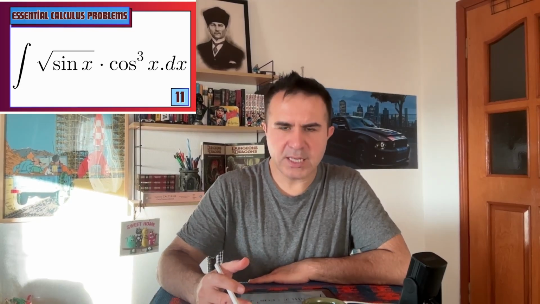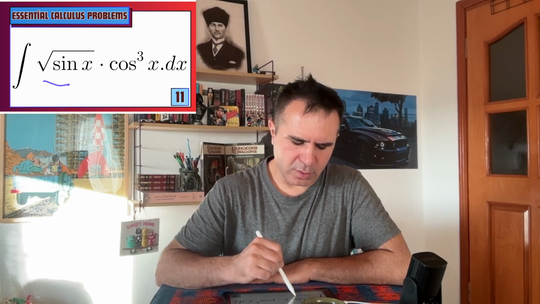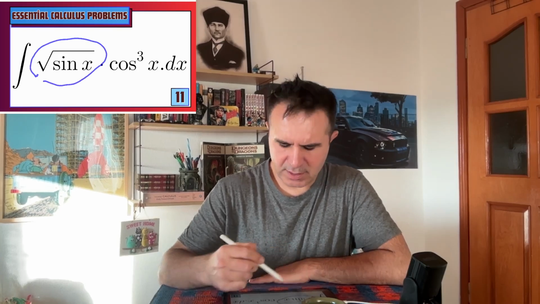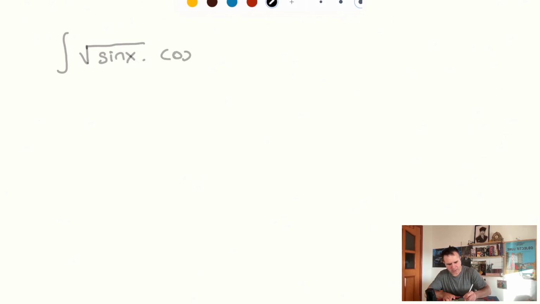Hello everyone. In this lecture of the Essential Calculus Problem series, I will solve this integral: the integral of square root of sine x multiplied by cosine cube x dx. Let me write the integral again here: square root of sine x multiplied by cosine cube x dx.